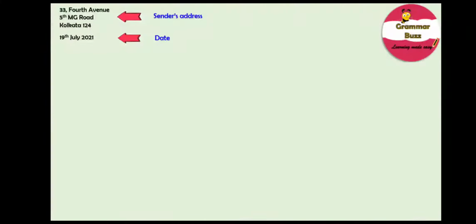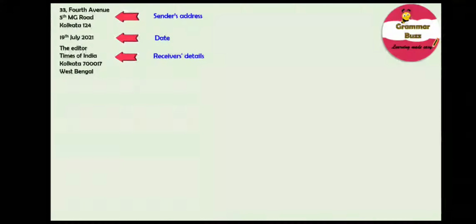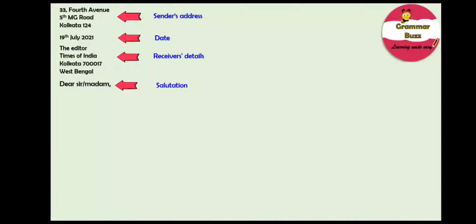After the date, the third step is to write the receiver's details. Here, we are writing the letter to the editor of a newspaper. So the receiver's details are, let's say, the editor, Times of India, Kolkata 700017, West Bengal. The fourth step is the salutation, which in this case is Dear Sir or Dear Madam followed by a comma.